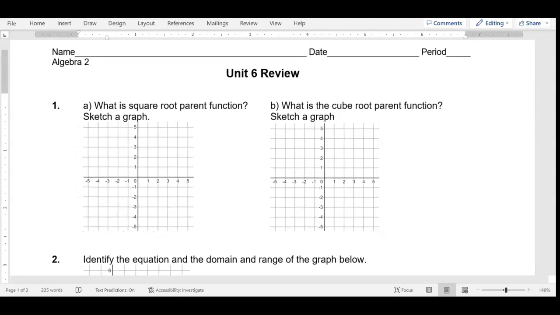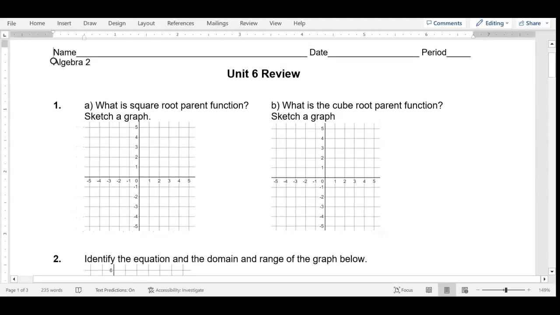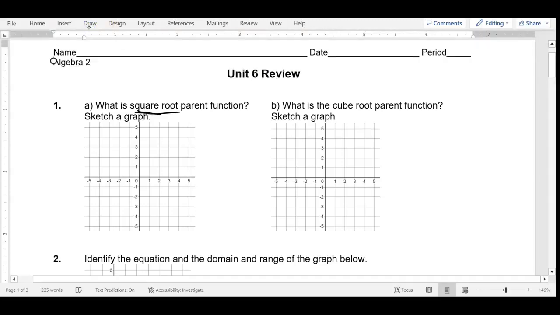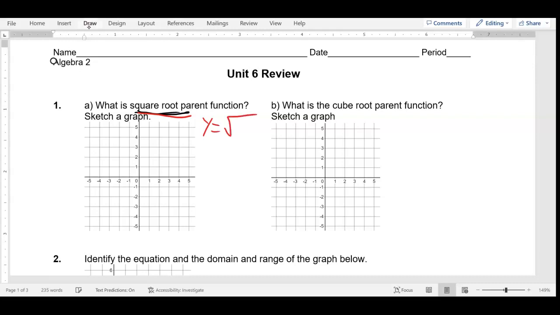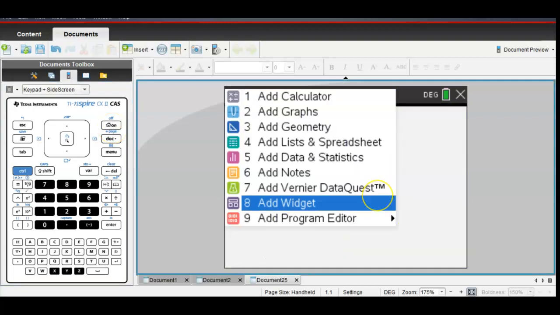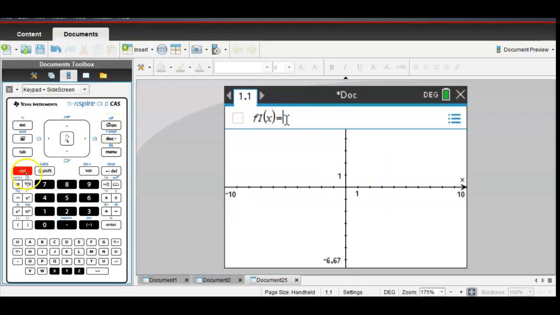Let's do this. What is a square root parent function? Sketch a graph. The square root parent function is y equals square root of x. Remember, the parent has no extra numbers. It's just x, so the square root has a square root of x. If you were to graph it in your calculator, square root of x.